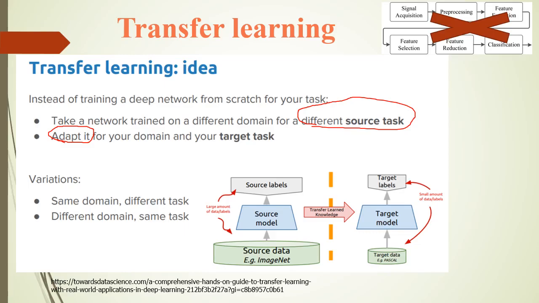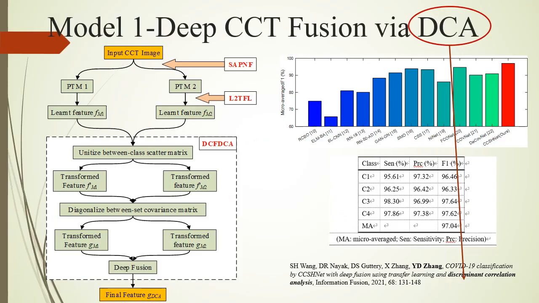The second improvement using transfer learning is a new method called deep CCT fusion via DCA, abbreviated here as DCA. First, let's look at the left-hand part. Suppose we have an input CCT image, and we first use an SAPNF method to choose the optimal pre-trained models. The pre-trained models can be any candidate like AlexNet, GoogleNet, or DenseNet, and the algorithm will choose automatically.